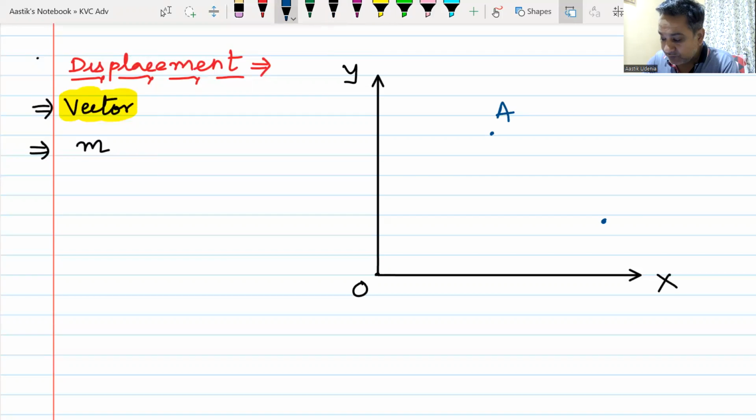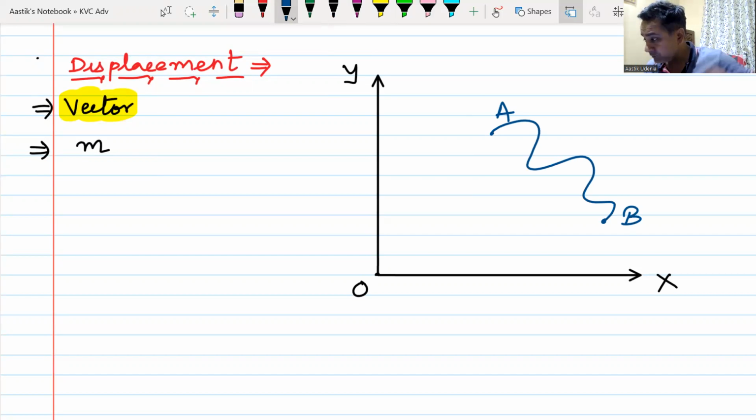A particle had moved from point A to B in this path, right? The length of this path is known as what? Body has moved from A to B following a certain path. The length of this path is known as?